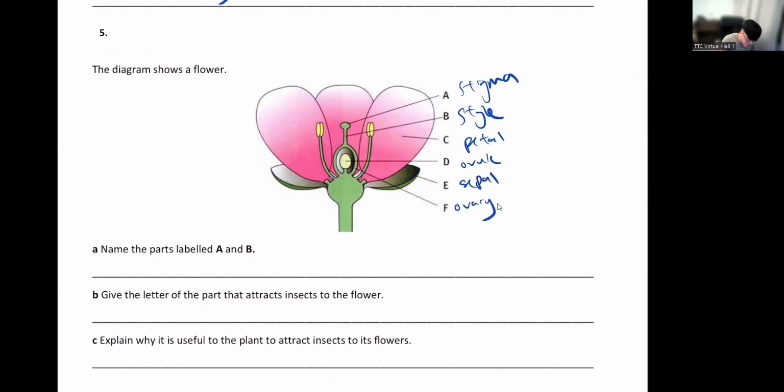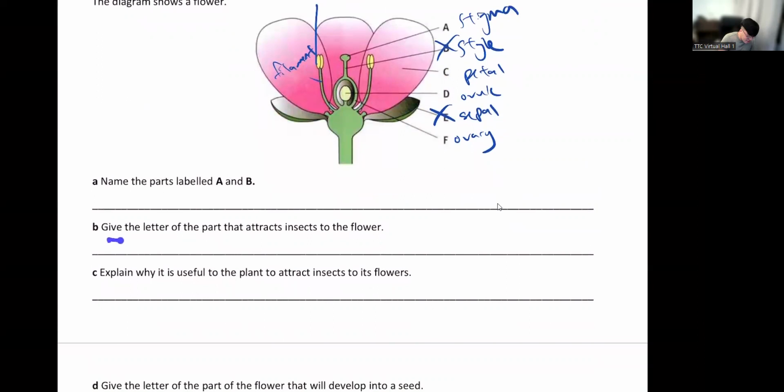Don't pay attention to this, I would say. Petal you know. A style you can also not care about. And the other parts, you have your anther here, and you have your filament here. And these parts are called your stamen, the male part. And these parts are called your pistil or carpel. That means the female part.